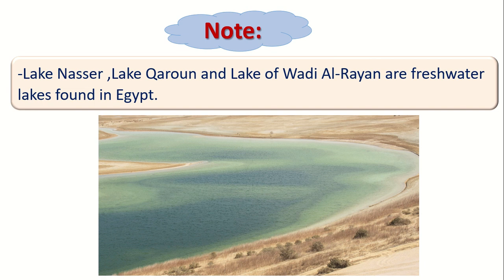Now let's talk about the freshwater lakes which can be found in Egypt. We have three. Repeat after me: Lake Nasser, Lake Karun, and Lake Wadi Rayyan. So we have three lakes of fresh water: Nasser, Karun, and Wadi Rayyan.